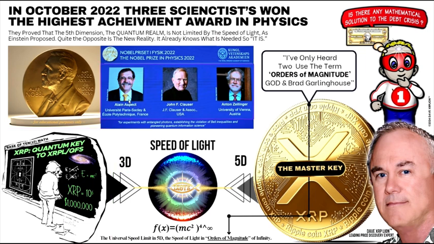These three gentlemen in October of 2022 won the highest achievement award in physics. They won the Nobel Peace Prize. And here's what they did. This was so awesome when it happened. They proved that the fifth dimension, the quantum realm, is not limited by the speed of light, as Einstein proposed. But quite the opposite is our new reality. It already knows what is needed, so it is.